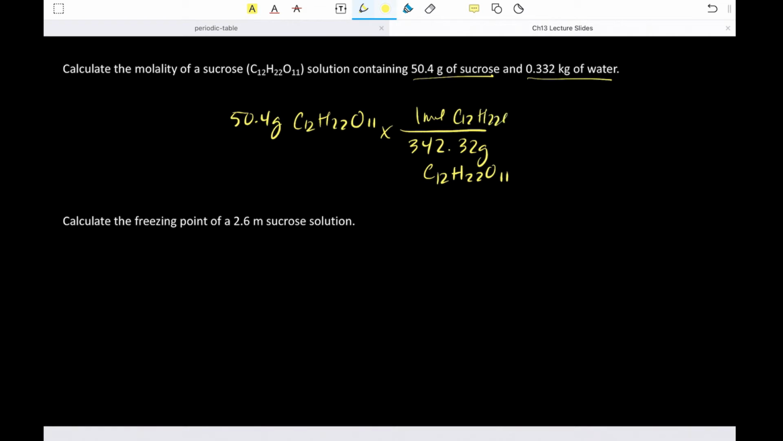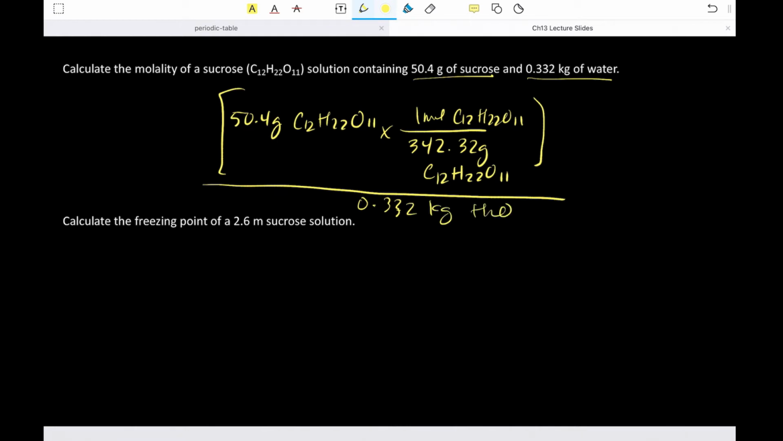And then, that would give us our mole part. Then we're going to take that whole thing, visually, however it makes sense to you. This whole thing is going to go over the kilograms of solvent, so 0.332 kilograms of water. And that's going to give us our molality, yes?